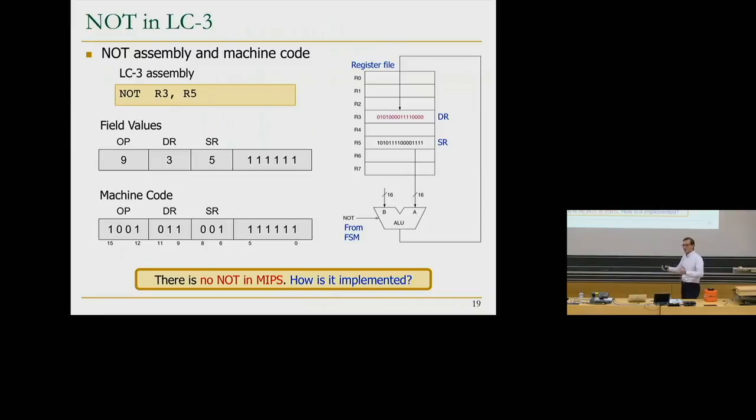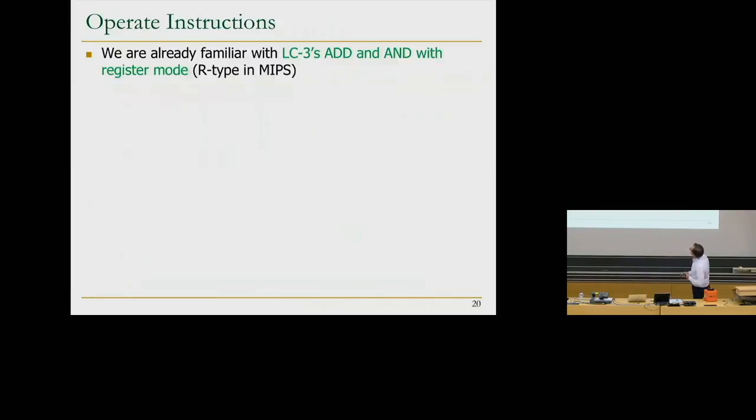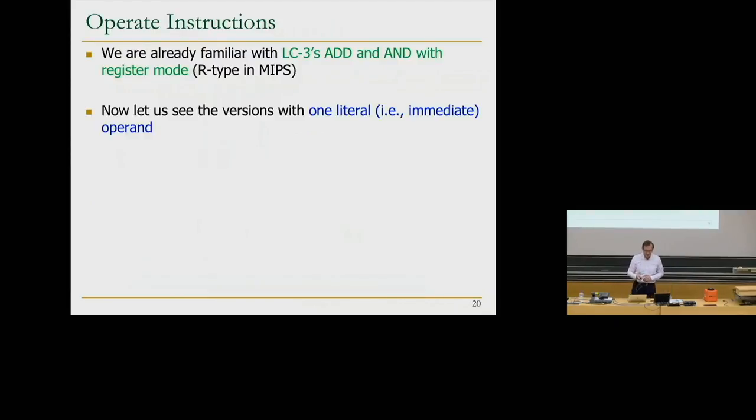Basically, NOR of a source register with another source register, which is the same source register, is your NOT. Okay, so yeah, operate instructions. We're already familiar with actually some of these operate instructions. That's why I want to go quickly.